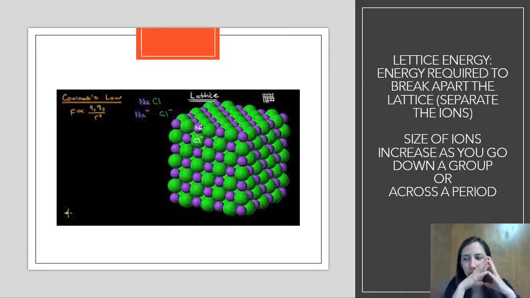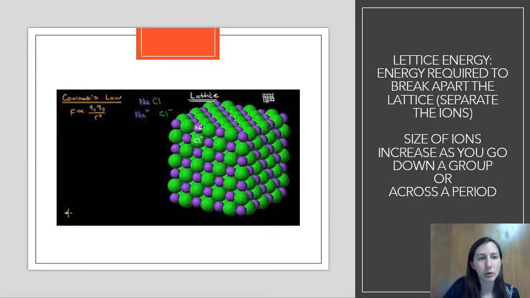Let's see, did I say that correctly? Yes, down a group they increase, as in the radius of the atom gets bigger, and as you go across the period they get smaller. For the most part they follow the same trend as electronegativity, but flipped: if you do that arrow across, they get smaller rather than larger, like with electronegativity. So that's important to remember.